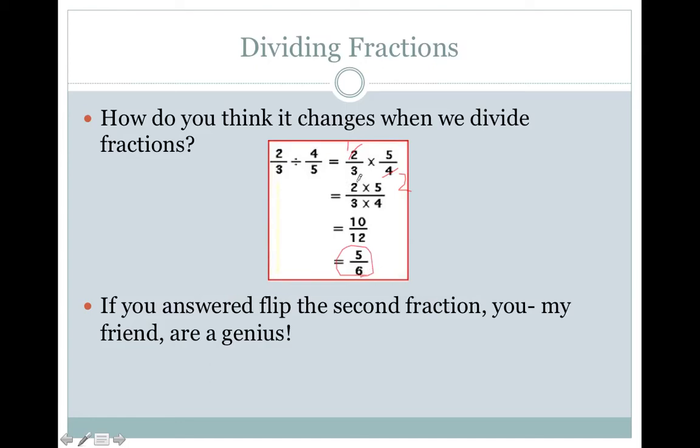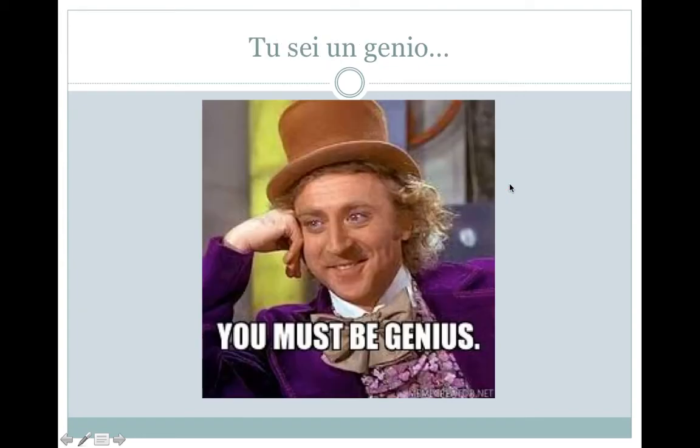If you did it the way this problem does, 2 times 5, 10/12, we could then divide by a common factor, which would be 2, you still get 5/6. If you got that, you, my friend, are a genius. Congratulations. Remember to be taking notes, be coming with any questions if you have them.